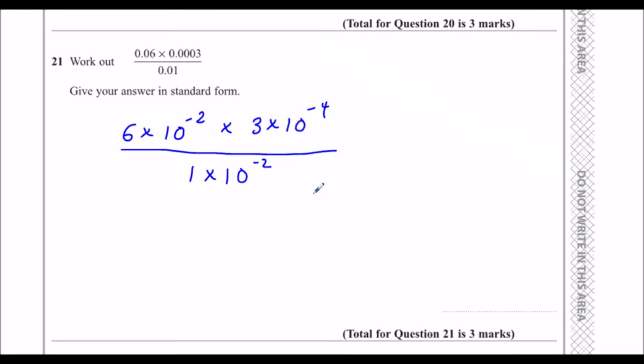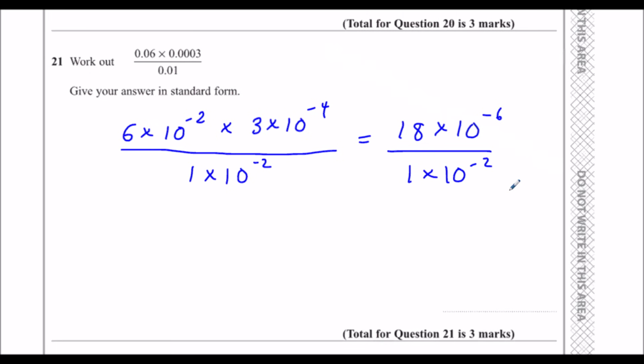So multiplying first, we'll do the top line. So we times the normal numbers, 6 times 3, that's 18. And we add the indices. So 10 to the power of negative 2 times 10 to the power of negative 4 is 10 to the power of negative 6.